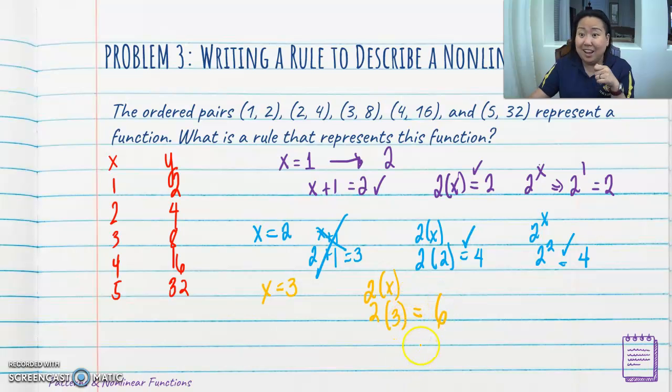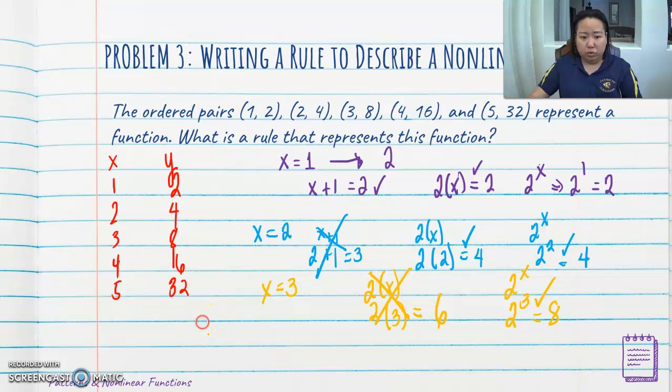Unfortunately, it's not. So 2 times x is not going to be our rule. Now we try our last option, 2 raised to x. We have 2 raised to our x value, which is 3. Is 2 to the third power equal to 8? Yes. So by the looks of it, the function rule for this data set would be 2 raised to the x power. You can try to prove that 2 raised to the x power satisfies the remaining data.